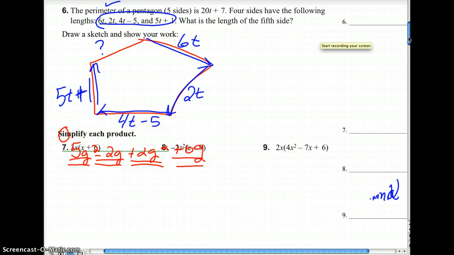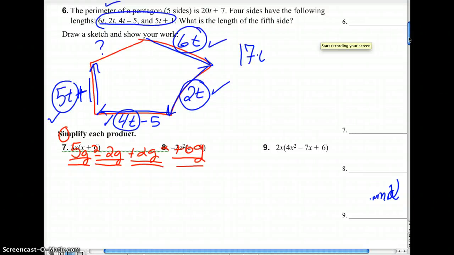So the first thing I need to do is add up all the sides I have. And I'm going to gather my t's here. I'm going to add all those up. I'd have 6, 7, 8, and then 12, and then 17. So I'd have 17 t's when I travel around there. And then I also have this plus 1 and this minus 5. And combining those gives me minus 4. So when I travel around the 4 sides, I get 17t minus 4. Well, they tell me the whole way around is 20t plus 7.